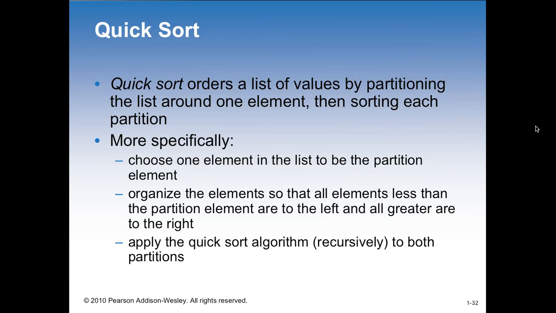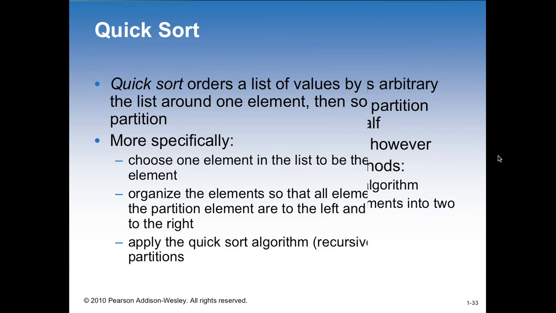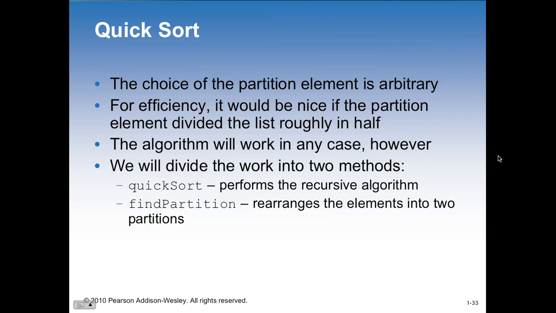So you apply the Quicksort recursively to both partitions. You pick an item and you sort it, pick an item and you sort it. The choice of the partition element is arbitrary. As I said before, I would probably go in the middle, but I don't have to. In fact, most last names don't start with Z. Most of them start with the first part of the alphabet.